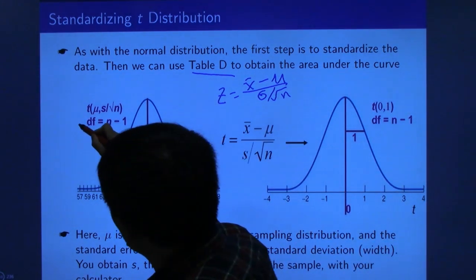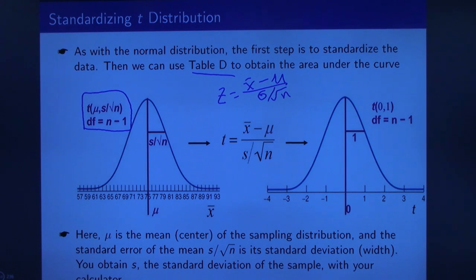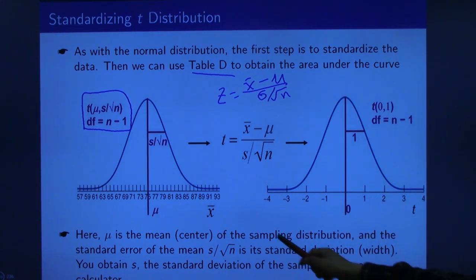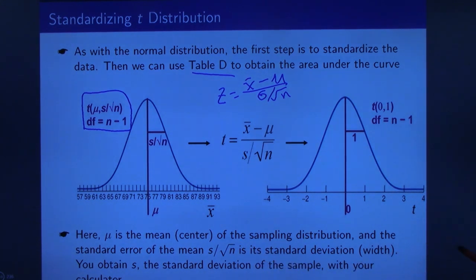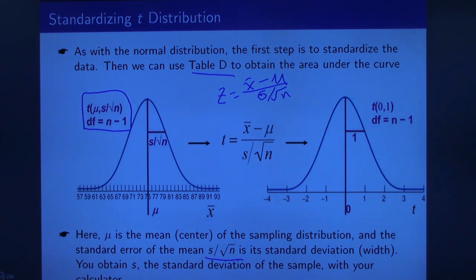Keep in mind, we are going to have another parameter. It's called the degree of freedom, n minus 1. When we look up table D, we need to use the df. After this standardization, we convert any t distribution into a standardized t distribution. Here, mu is the mean or the center of the sampling distribution, and the standard error of the mean, SEM, is the standard deviation, the width.